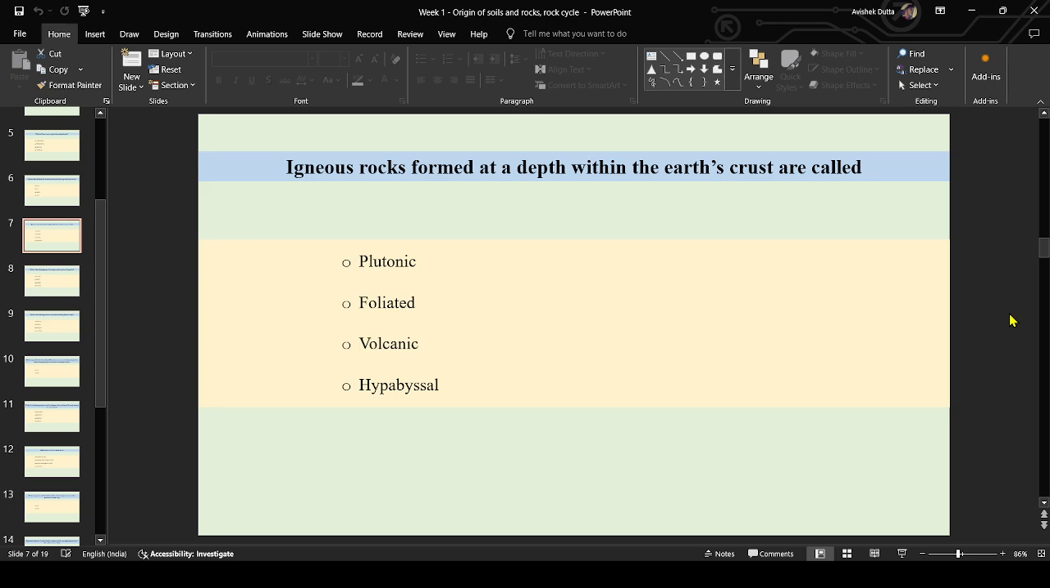Igneous rocks formed at a depth within the Earth's crust are called. Your options are plutonic, foliated, volcanic, or hyperbasal.